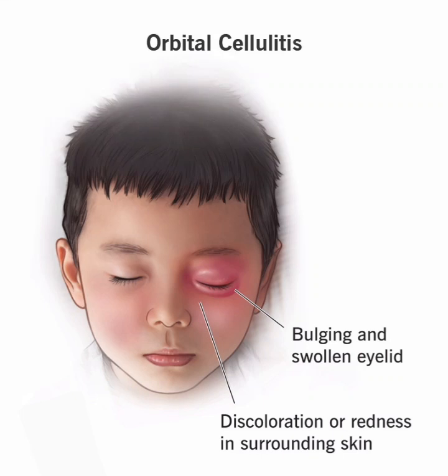It also comes on history. So orbital cellulitis is mainly unilateral, very rarely bilateral. Eye swelling, bulging and swollen eyelid, discoloration or redness in the surrounding skin like that.